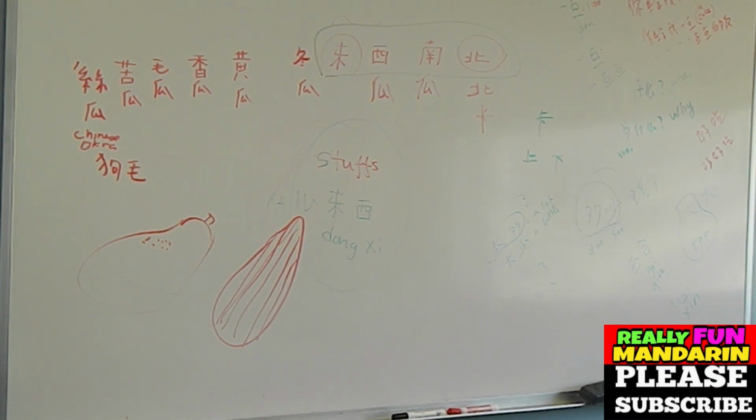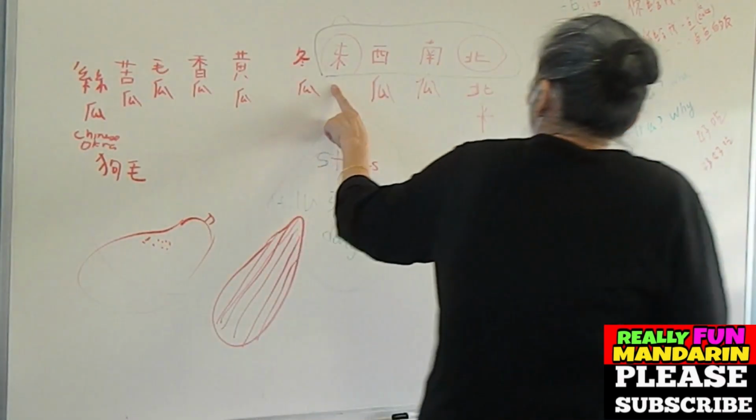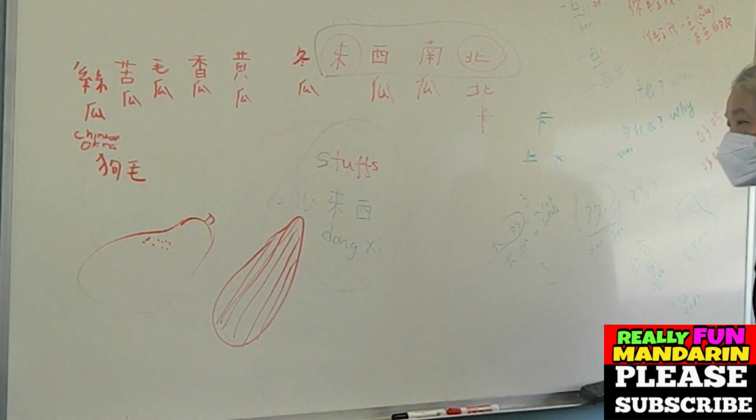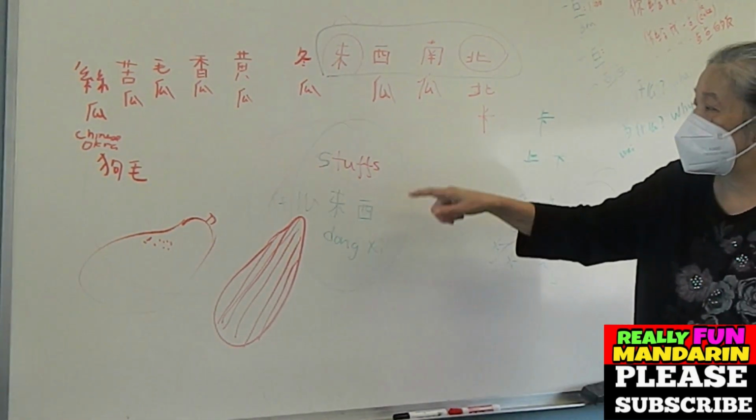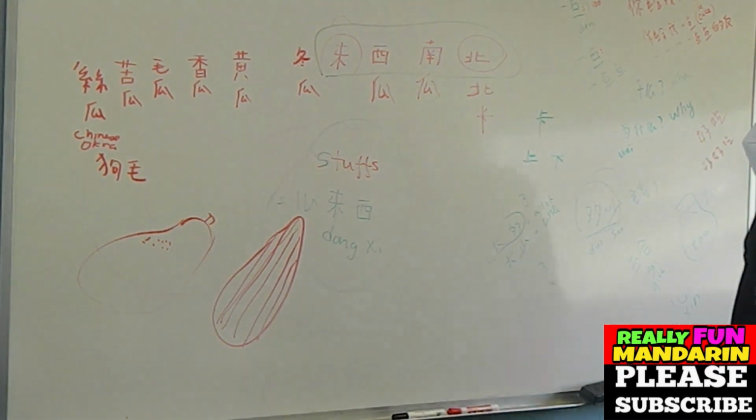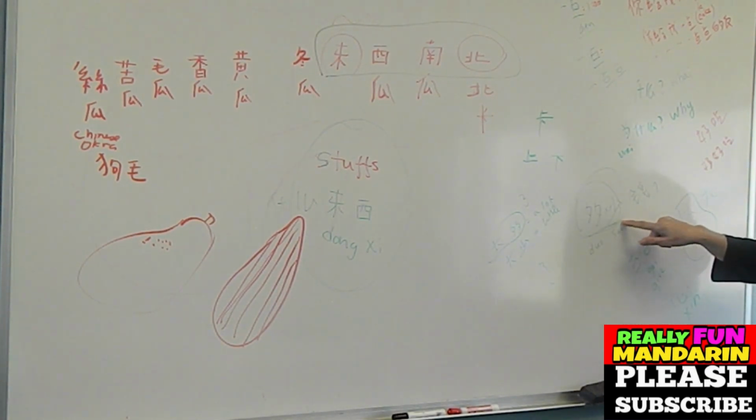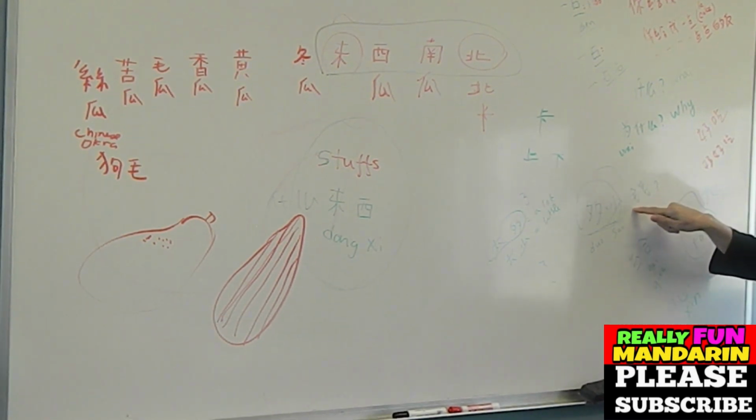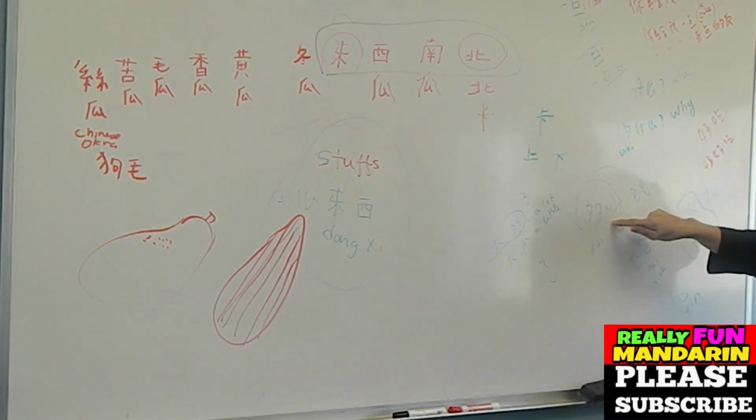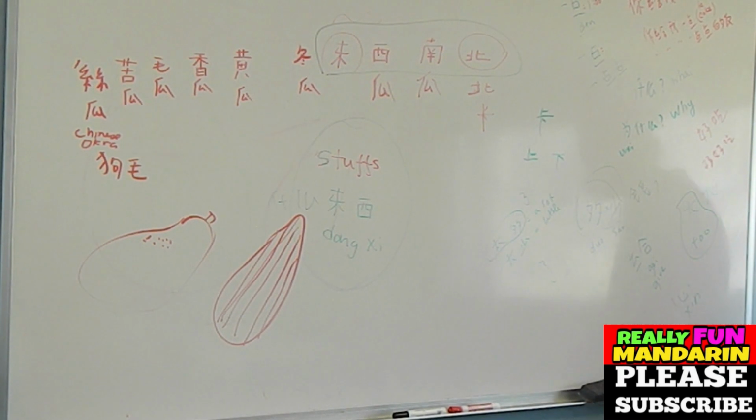Okay. So now you know we have all kinds of melon. But remember 冬 means east. 东西 means stuff. And don't forget 多 and 少. 多少 means a lot, a little.